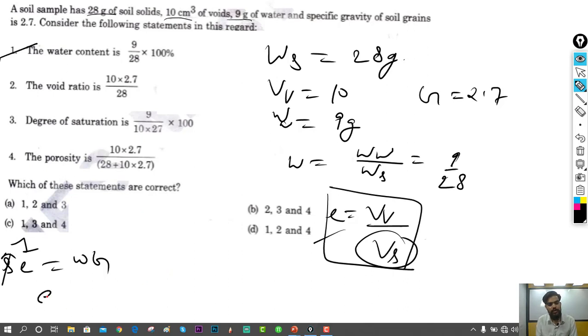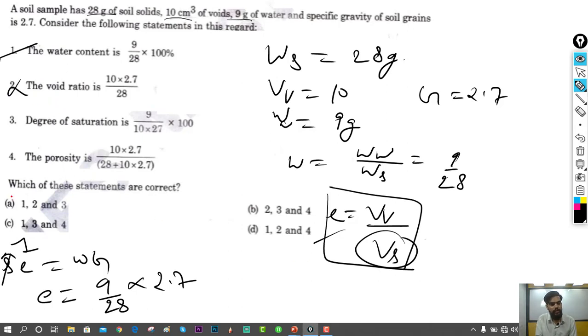So e equals wG, and what is the water content? 9 by 28. So we can say that 9 by 28 multiplied by G. G is how much? G is 2.6 or 2.7. So we can say that our option 10, our option B is not correct.